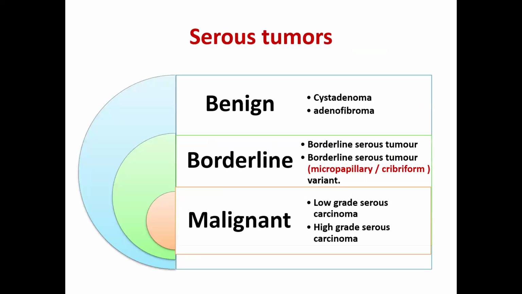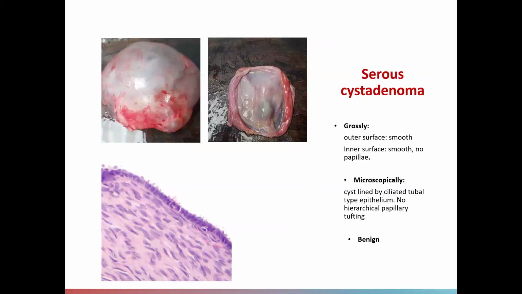So serous tumors have benign, borderline, and malignant categories. The benign are called cystadenoma or adenofibroma, then the borderline serous tumor, and the micropapillary/cribriform variant. The malignant are the low-grade and high-grade serous carcinomas. So here is the serous cystadenoma.